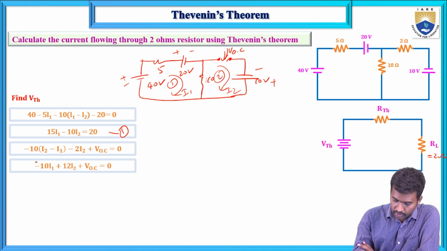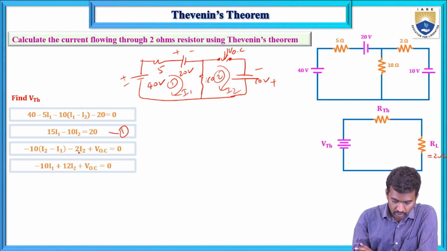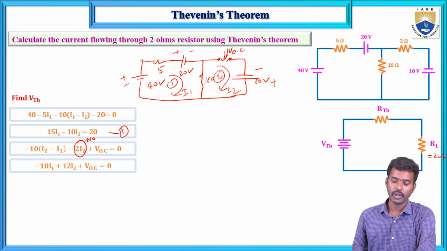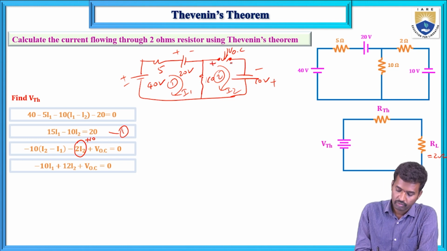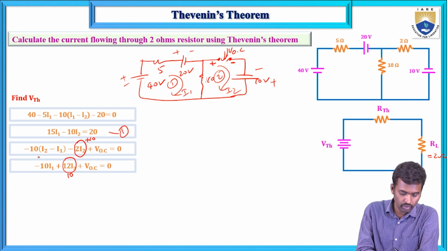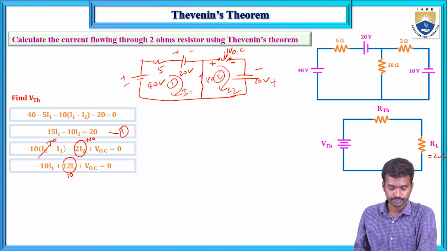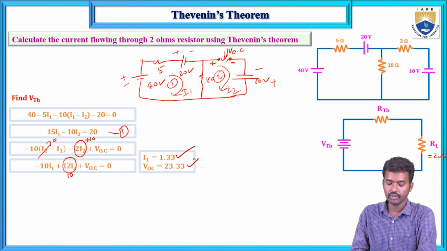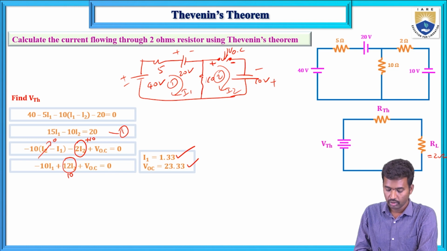What is the value here? Minus 10 I2 minus I1. This is minus 10, so plus 10, plus VOC. Now the I2 current equals 0. Now I1 equals 1.33 and VOC equals 23.33. This VOC equals VTH, so VTH equals 23.33.